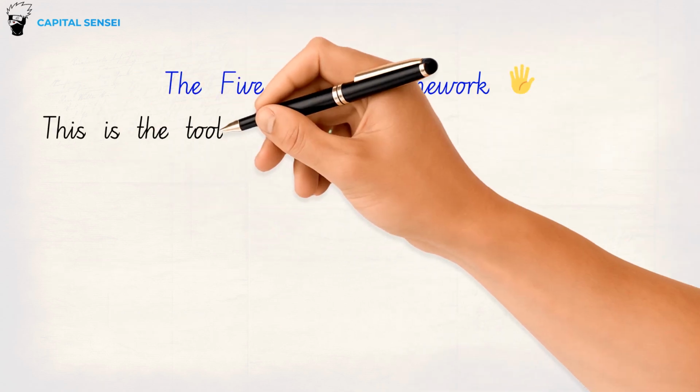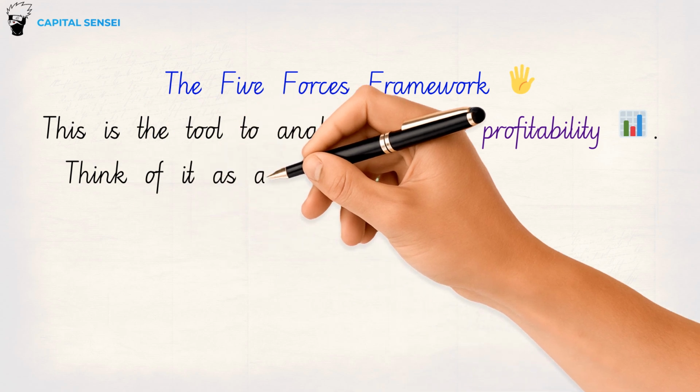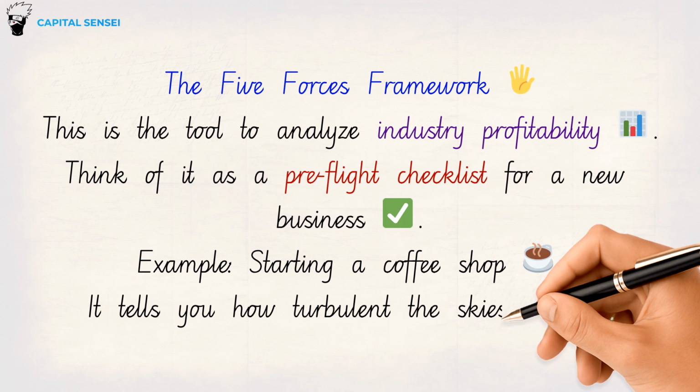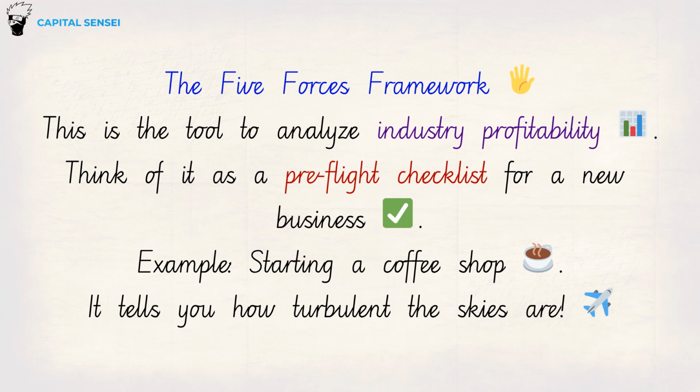Let's start with his first major contribution, the 5 forces framework. This is the tool we use to answer that first question about industry profitability. Imagine you're thinking of opening a business, say a coffee shop. The 5 forces are like a pre-flight checklist that tells you how turbulent the skies are in the coffee shop industry. They determine the overall level of competition and therefore the average profitability you can expect.